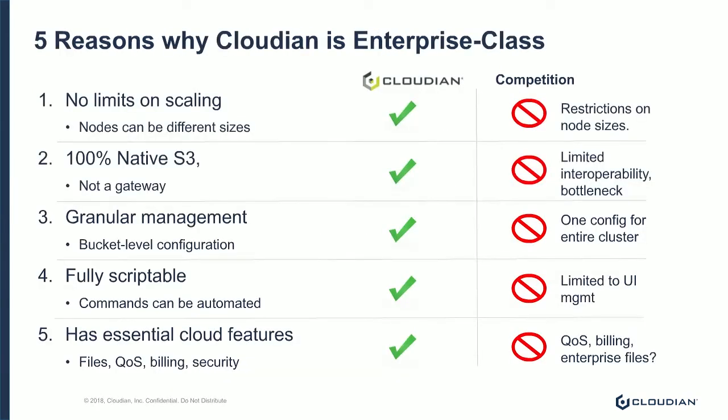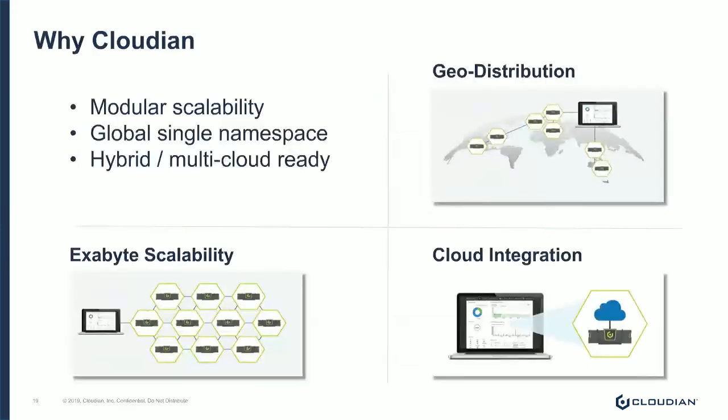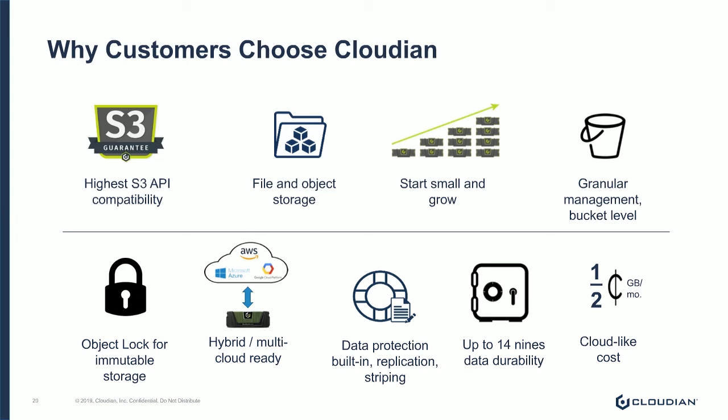And this is why enterprises choose object and the Cloudian object storage solution. We don't have limits on scaling. We are 100% native. We support all the granular data management capabilities. We have all the essential features that are required when it comes to multi-tenancy, QoS, file support, billing, security. The reason why Cloudian, again, goes back to our fundamental architecture: modular scalability, distributed global single namespace, and hybrid cloud multi-cloud readiness.